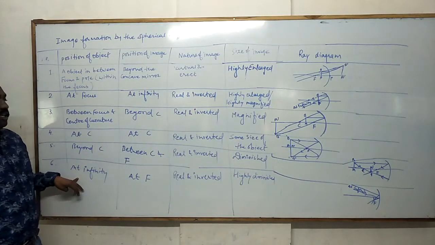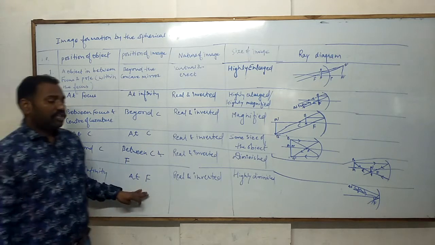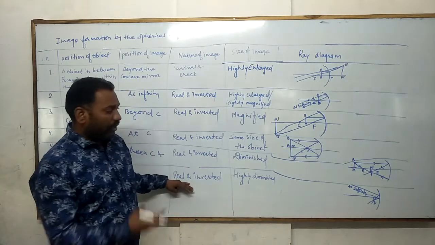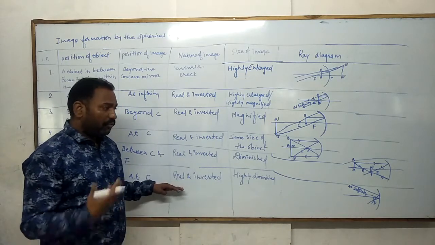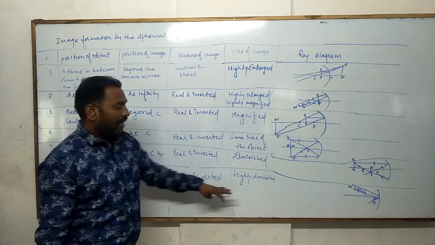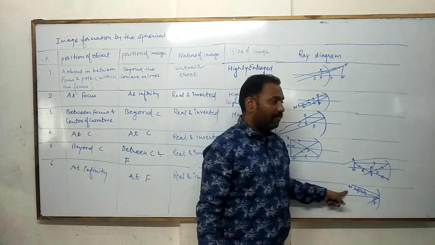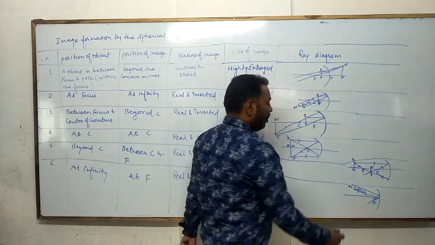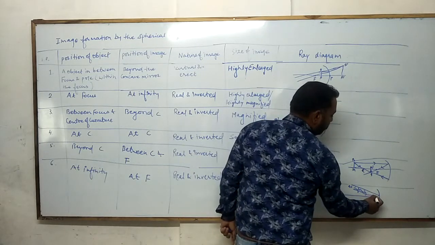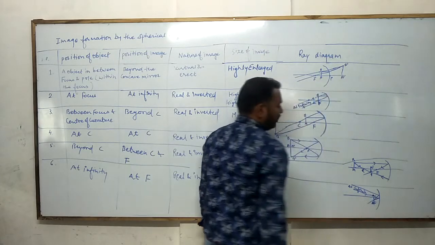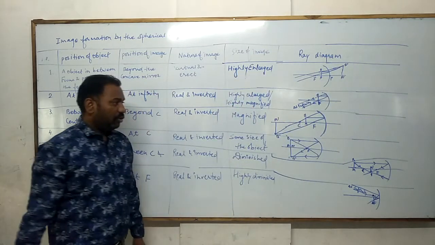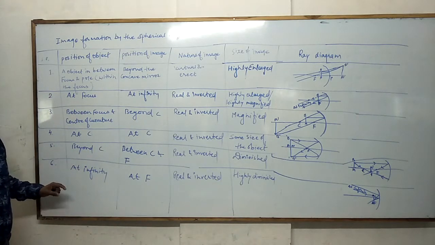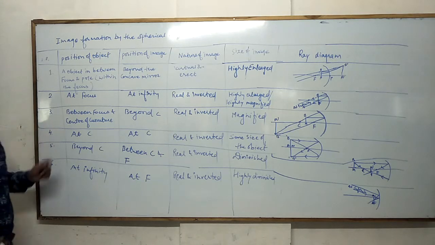Now if we keep the object at infinity, then the image is formed at F, the principal focus. Because it is formed downside, it is inverted, and because it is in front of the concave mirror, it is real, and highly diminished, because at infinity the object may be of a bigger size, but the image is very small in nature. So this A dash B dash is the size of the image. I hope you understand what is written here, and you should draw it.